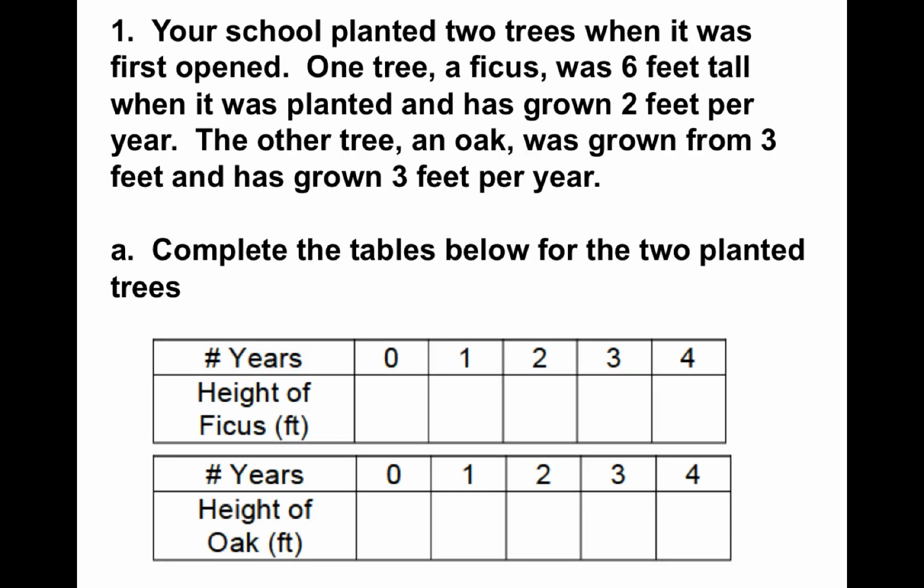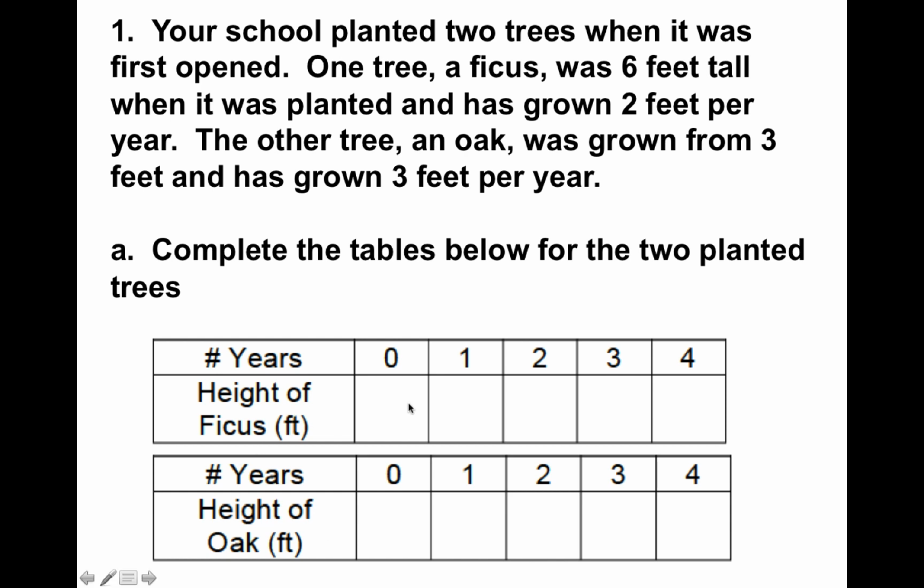So for example number 1, your school planted 2 trees when it was first opened. One tree, a ficus, was 6 feet tall when it was planted and has grown 2 feet per year. The other tree, an oak, was grown from 3 feet and has grown 3 feet per year. Complete the tables below for the 2 planted trees.